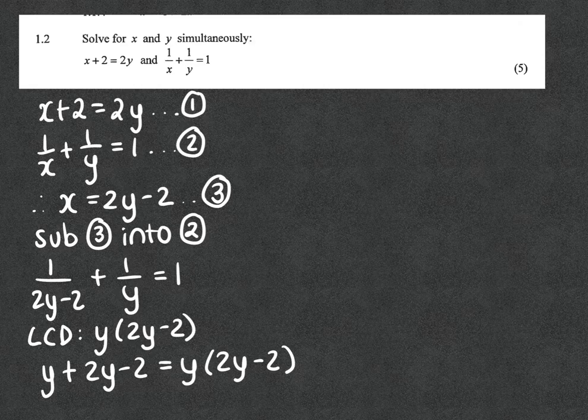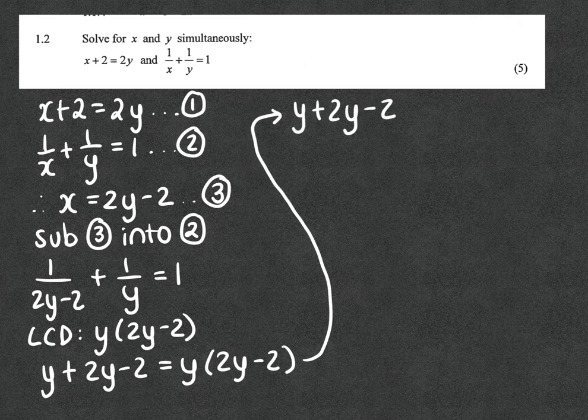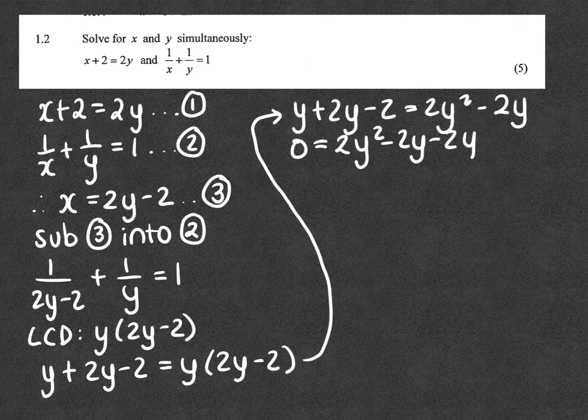I'm just going to take that up here and continue it here. So we'll multiply that out: y + 2y - 2 = 2y² - 2y. Now let's bring everything over to the right because we're most probably going to end up with a quadratic equation. So 0 = 2y² - 2y - 2y - y + 2. Remember, when taking stuff over the equals, guys, you change your signs. 0 is therefore equal to 2y² - 5y + 2.